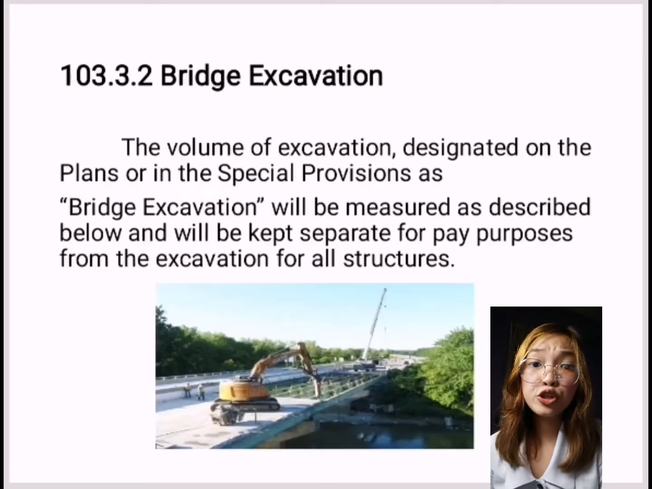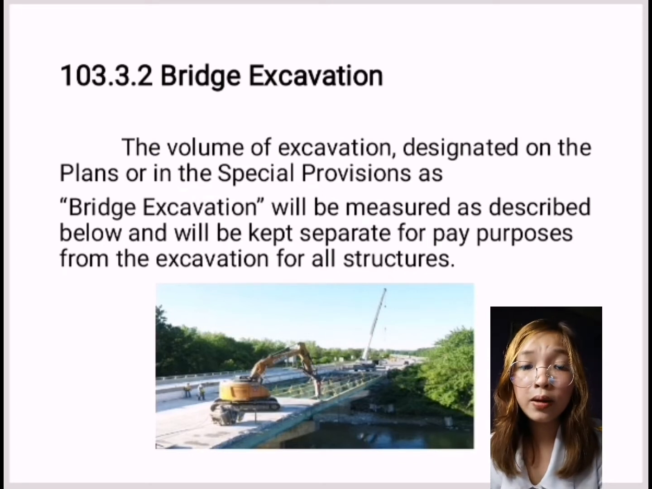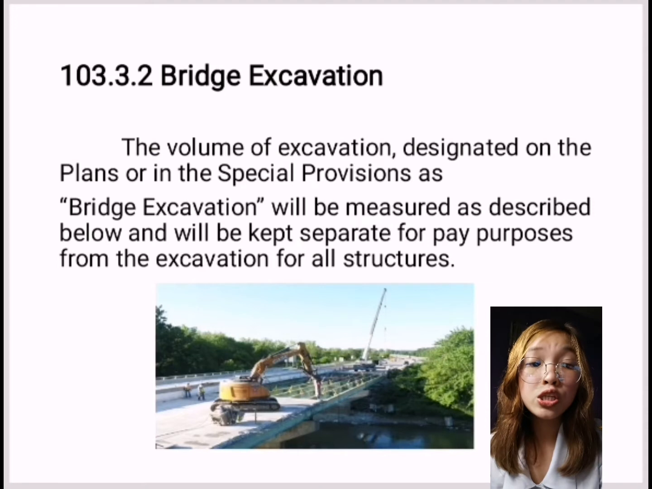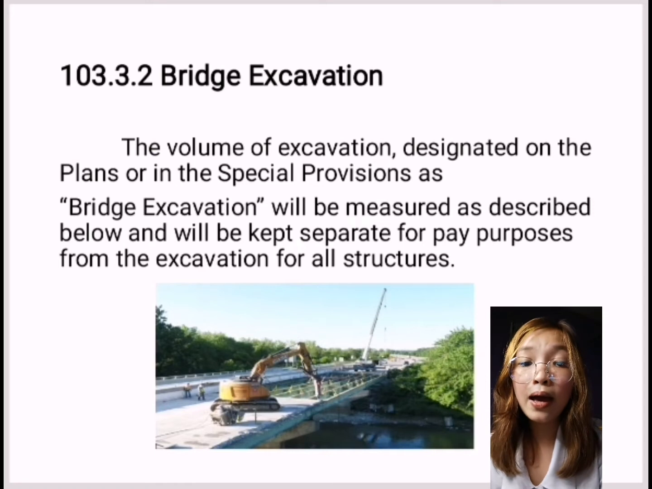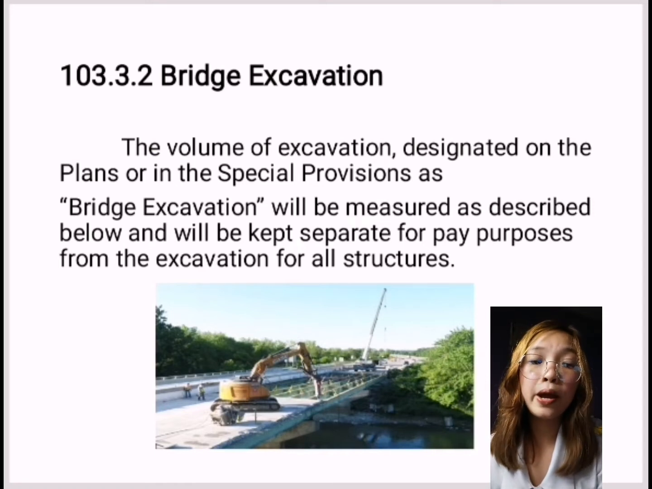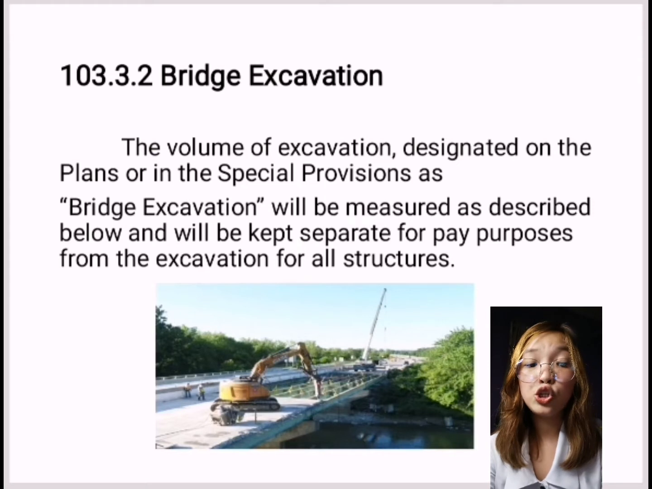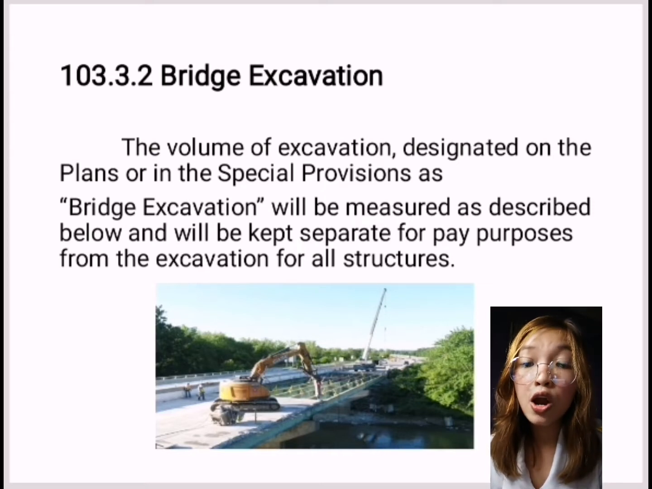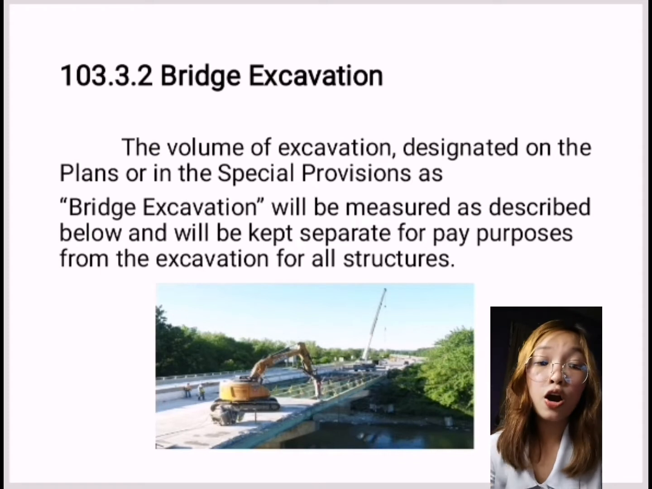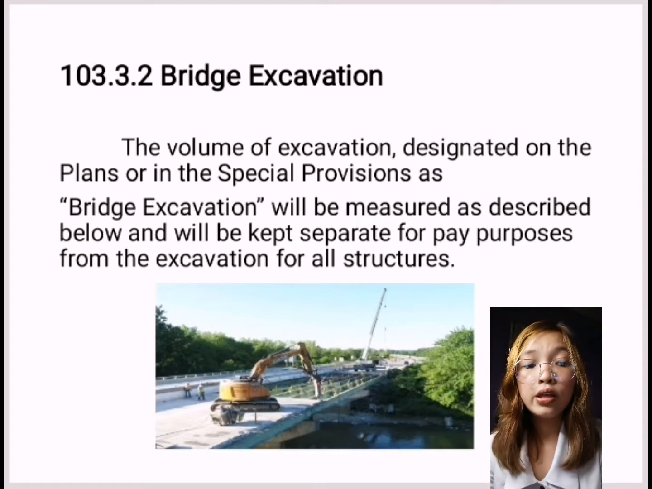So next, let's proceed to item 103.3.2. Bridges excavation. So the volume of excavation designated in the plans or in the special provisions as bridge excavation will be measured as described below and will be kept separate for pay purpose from the excavation for all structures. So the volume of the bridge excavation to be paid shall be vertical 450 millimeter or 18 inches outside of and parallel to the neat lines of the footings.